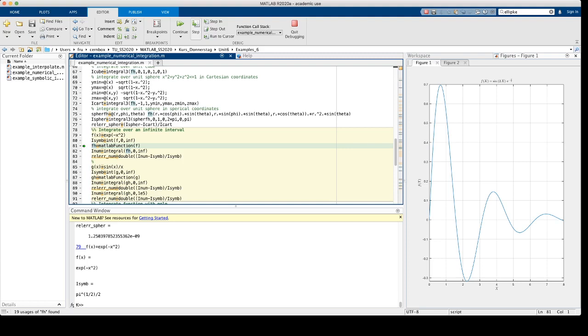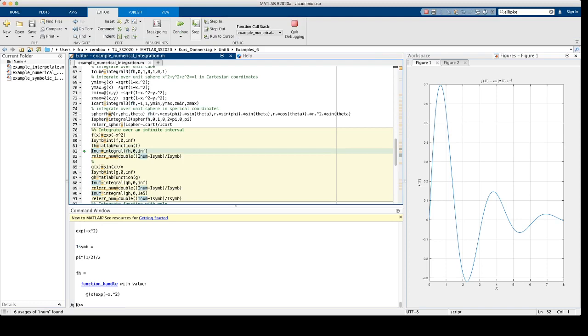Now let's convert this function to a function handle and invoke the function integral to compute the integral in the infinite interval from 0 to infinity in line 82. We get an approximate numerical value with a very small relative error, about 3 times 10 to the minus 16.